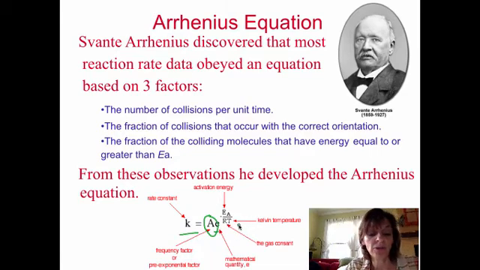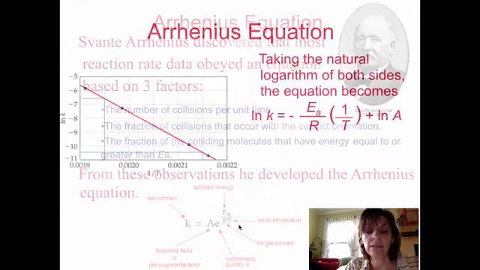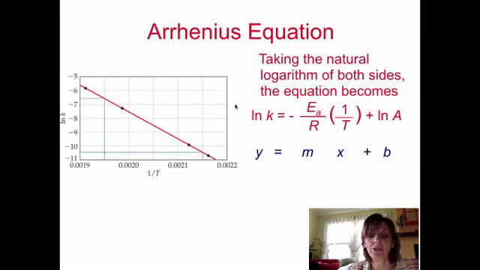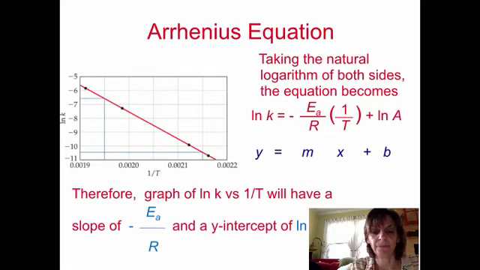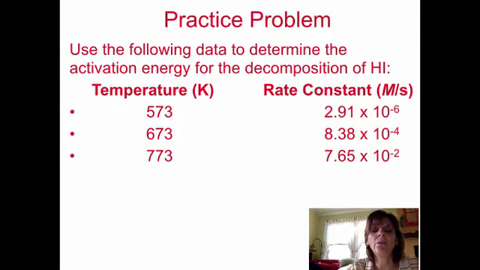Now, an easier to use version of this is to put it into the format of a linear equation. The natural log of K equals negative EA over R times 1 over T plus ln of A. All right, let's see how we can use that. So your slope, as you notice, is the negative of the activation energy over the gas law constant, with the y-intercept being ln of A. All right, so how can we use that?